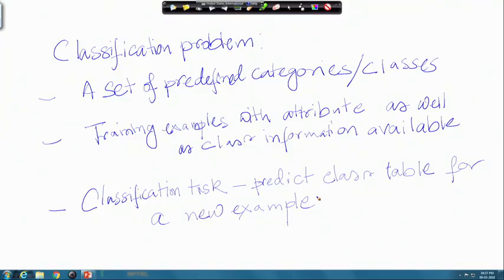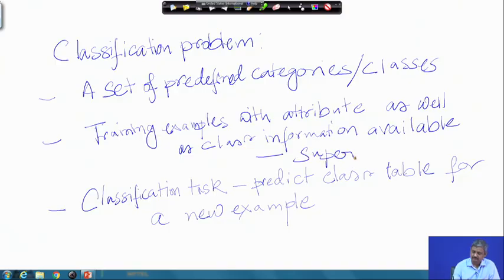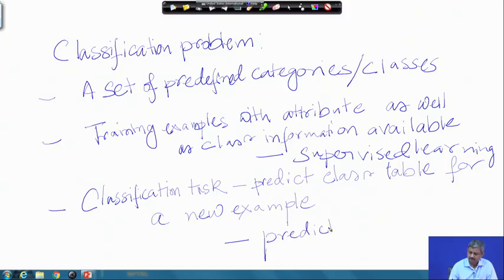So, there are two aspects. One is that there is class label information along with the attributes, which is called supervised learning. Second is that you are predicting for an unknown example, which is predictive mining. Okay. So, these are the two important problems.